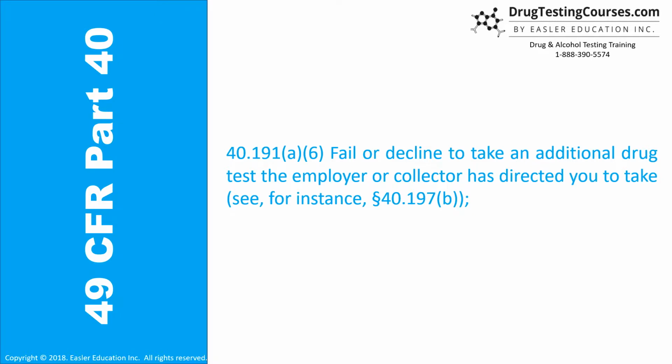40.191(a)(6). Fail or decline to take an additional drug test the employer or collector has directed you to take. See, for instance, Section 40.197(b).